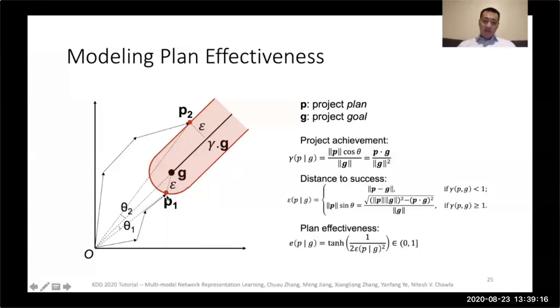Say if the point of this plan is on this curve, then we use the Euclidean distance. However, if the plan is like this P2 down here, then we'll just use the distance from the plan to the ray, which is this epsilon. So that's how we use this kind of distance to measure the distance to success, okay? And you can see the shape is quite interesting. We call it a tube, right? It looks like a tube.